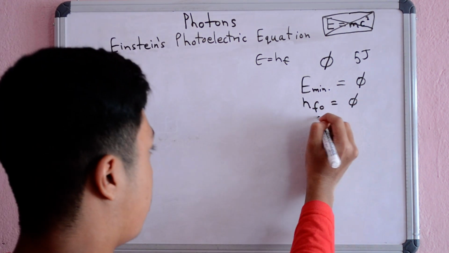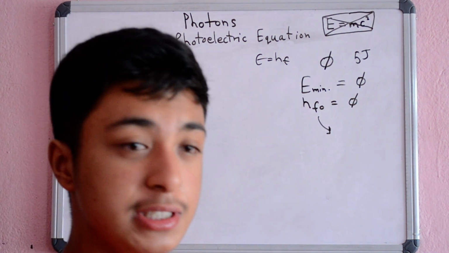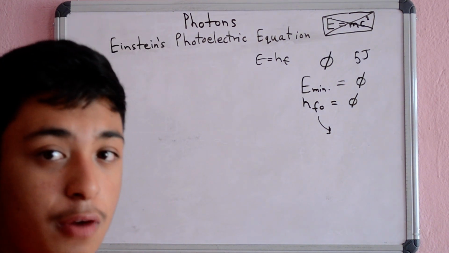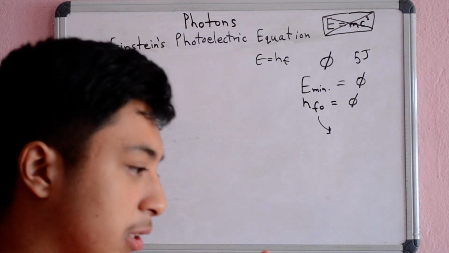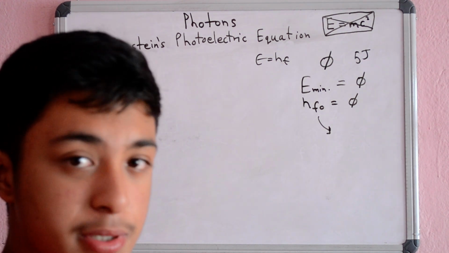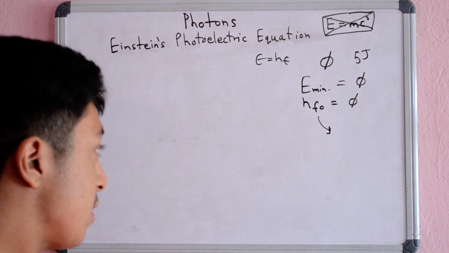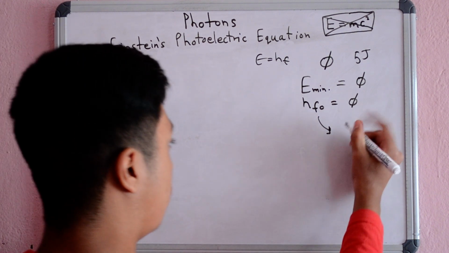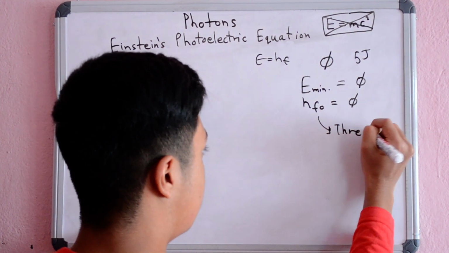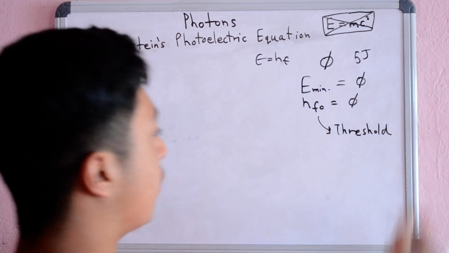So here f naught is known as the minimum frequency. So the minimum frequency of the radiation to just knock out an electron from its orbit, right? To just emit that electron, to eject that electron. It is also known as threshold frequency. So threshold frequency, right?